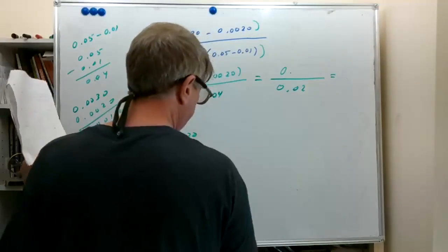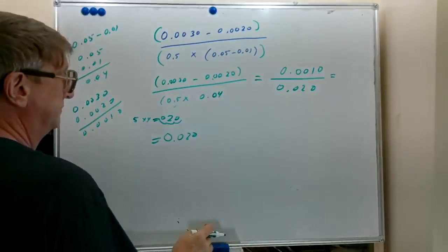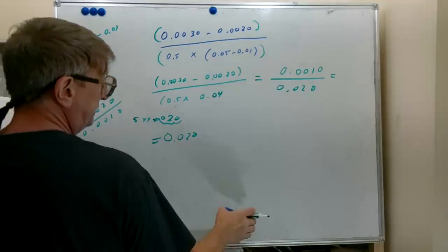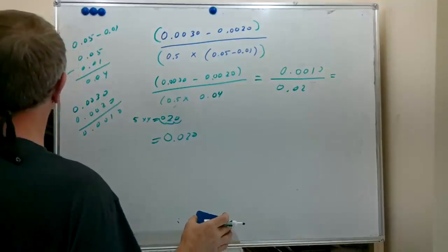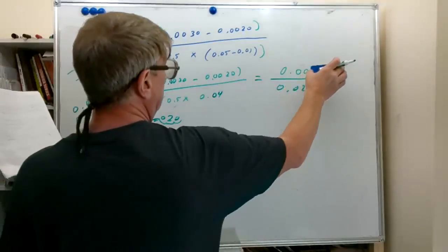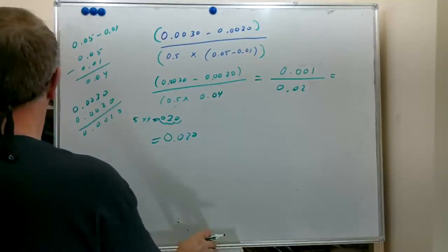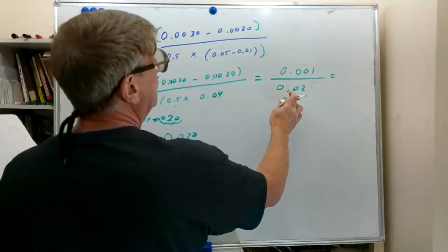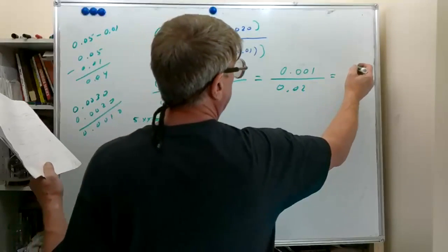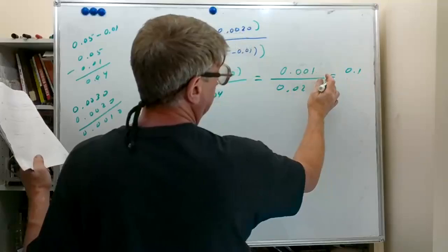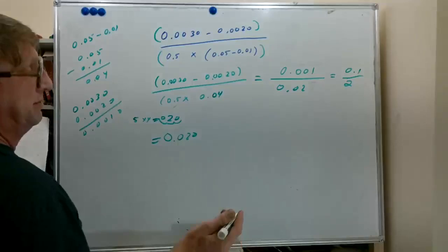So there's where we were. Now we're going to drop our trailing zero to make things easier to keep track of. And now we're going to move both decimal places 2 to the right to get a whole number divisor. 2 to the right here becomes 0.1, and 2 to the right here becomes 2. So we have 0.1 divided by 2.